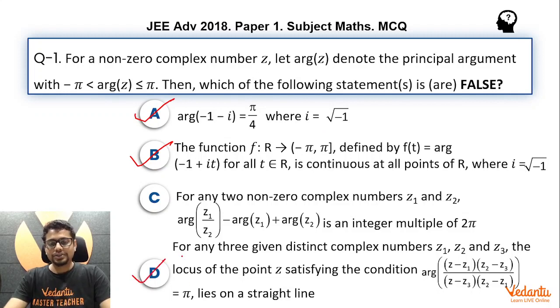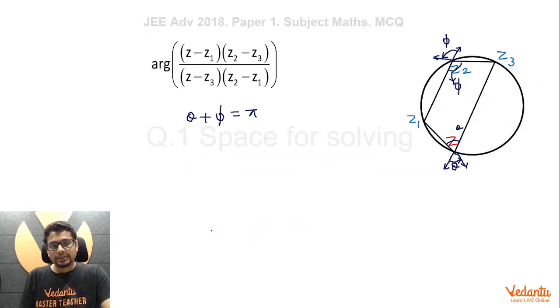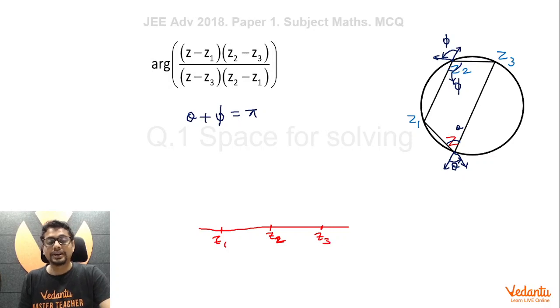Now just to further comment upon D option, can locus of point Z, so to speak, lie on a straight line? Yes, it can. It is when Z, Z1, Z2, Z3 are collinear. So let me just show you. Say I have a straight line on which Z1, Z2, Z3 are like this. That means Z1, Z2, Z3 are collinear.